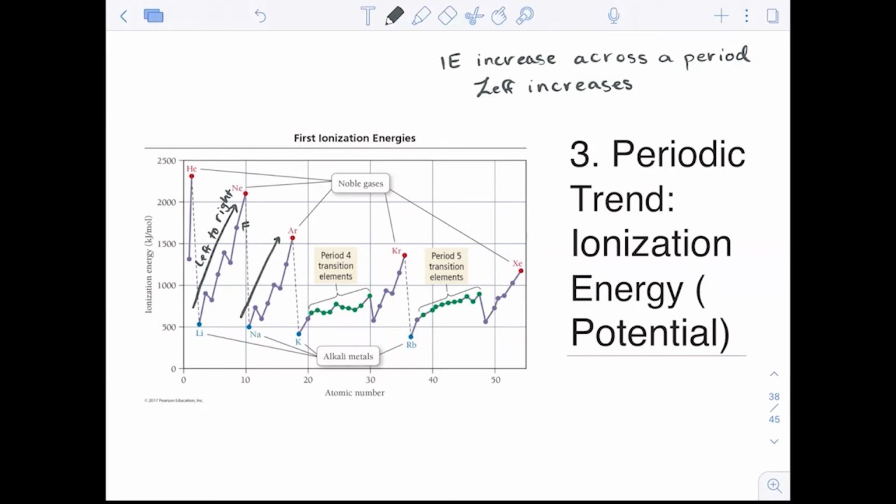This is why we would never see nonmetals form cations. They just don't. Nonmetals don't like to form cations. Now, as we go down a group, ionization energy decreases down a family, or a group. Why? Because n is increasing.